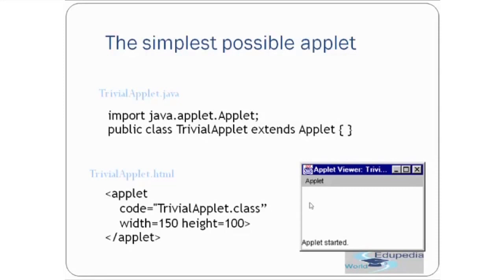So exactly, this is the simplest possible applet. We are doing nothing in this. We are simply creating a window and starting our applet. As for business logic, we are not writing any business logic inside this class. So nothing is actually happening. Just the applet is getting started up.